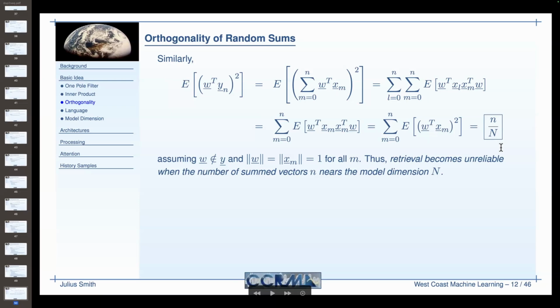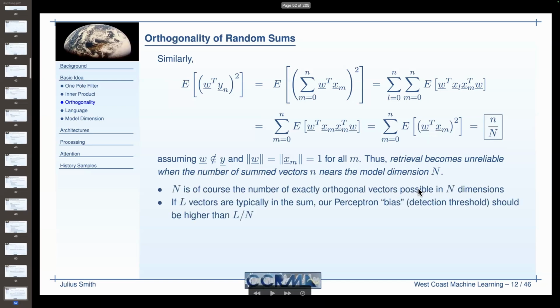When we get to the model dimension, then our expected inner product squared is the same as the noise and signal become equal. That's the basic problem. So retrieval will become unreliable when the number of summed vectors nears the model dimension. That should have been obvious. I should have mentioned it, but now it's obvious. And n is, of course, the magic number of how many orthogonal vectors you can have in n dimensions. So it's kind of elegant in that sense.